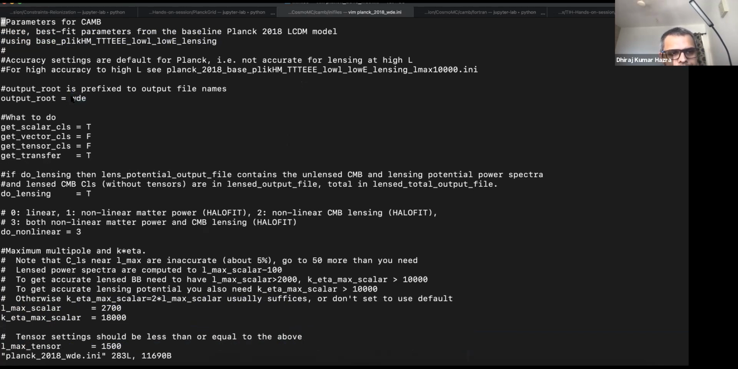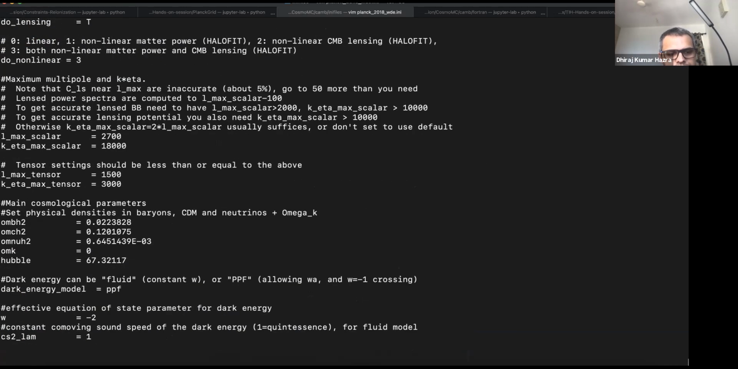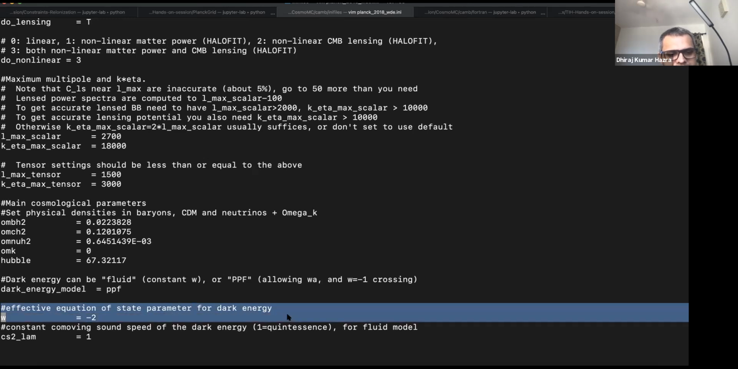Okay. W dark energy. Very simple. Come down, and here is the effective equation of state parameter for dark energy. Instead of -1, write -2. So I am going for the phantom dark energy.